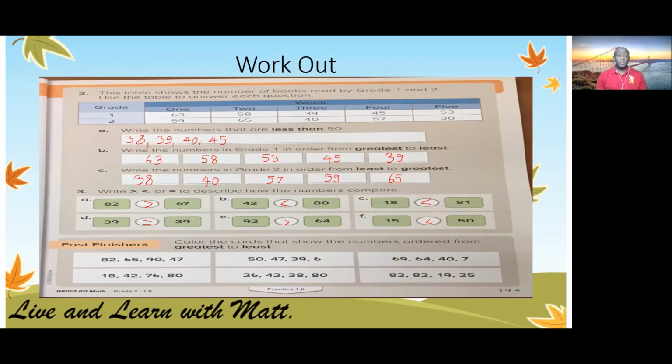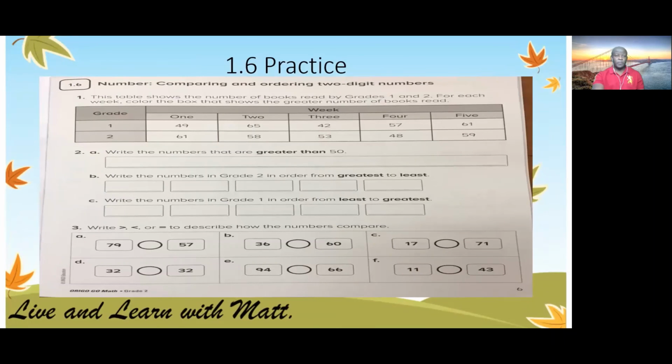Fast finishers, color the cards that show the numbers ordered from greatest to least. So these are the two sets of numbers that are ordered from the greatest to the least. Practice 1.6. I would like you to do this yourself in your practice book A and send it to the teacher.